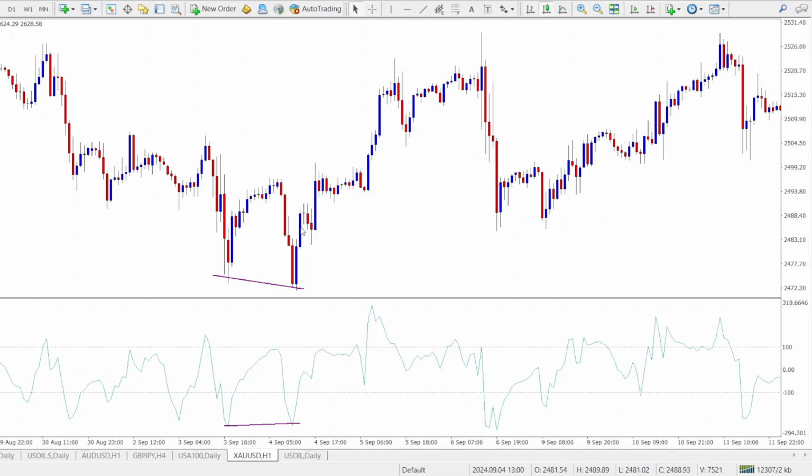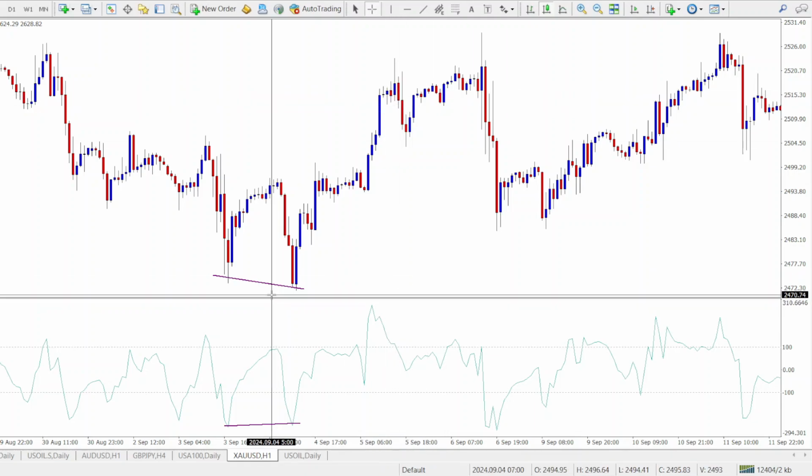So we could have considered entering a buy right after that, and then setting stop loss just below this low, this swing low. For our take profit, we can just wait for the CCI to get into the overbought territory and begin to point downwards. So perhaps we would have exited somewhere around here.